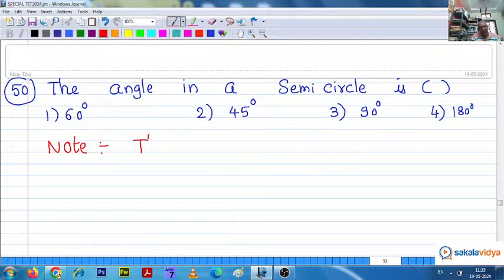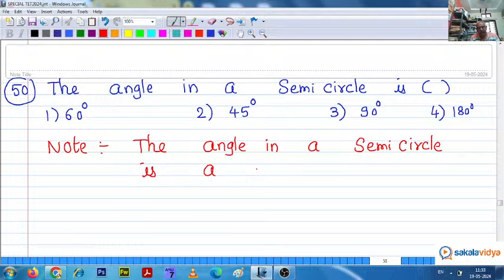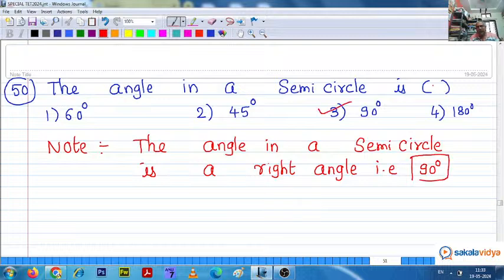This is a very important note. The angle in a semicircle is a right angle. So that is 90 degrees. So third option is the right option.